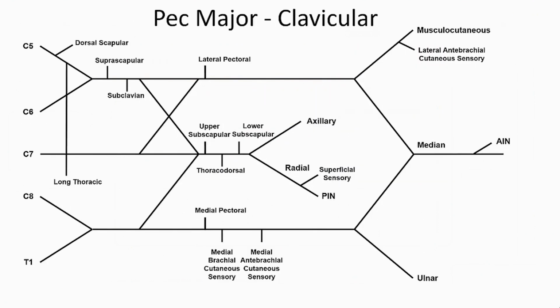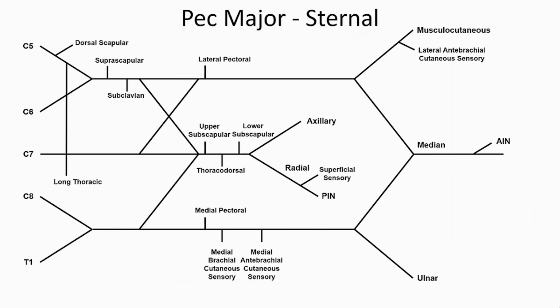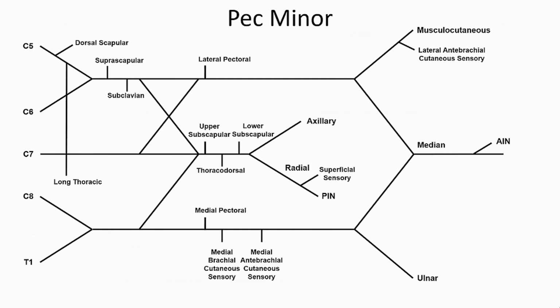Pectoralis major, the clavicular head, C5, 6, and 7, upper and middle trunks, lateral cord, lateral pectoral nerve, primarily C5. Pectoralis major, sternal head, this is C8, T1, lower trunk, medial cord, medial pectoral nerve. Pectoralis minor, this is C8, T1 nerve roots, lower trunk, medial cord, medial pectoral nerve.